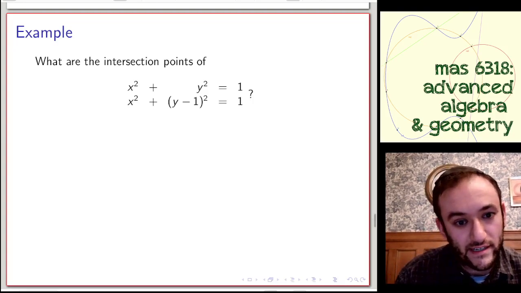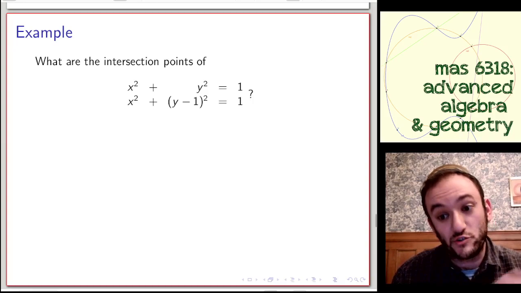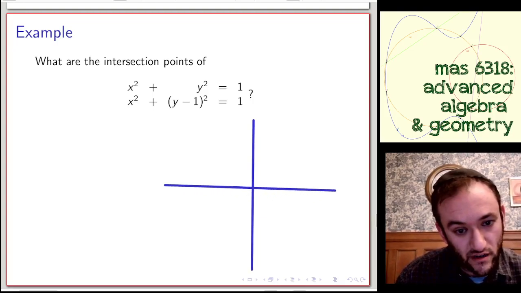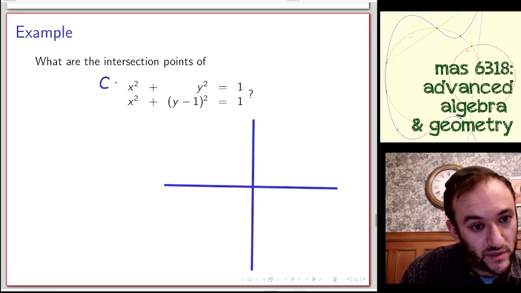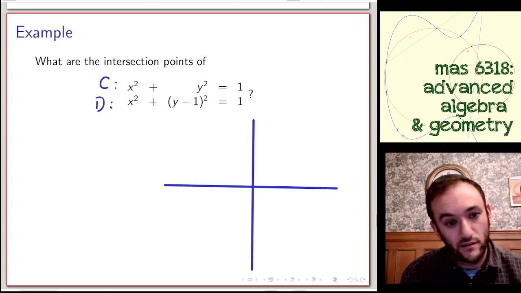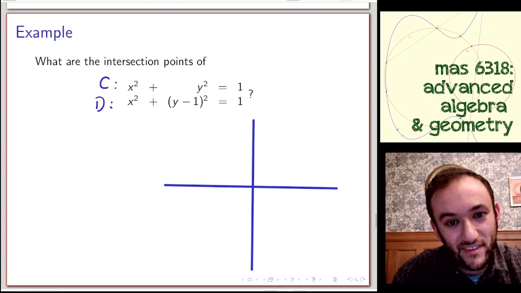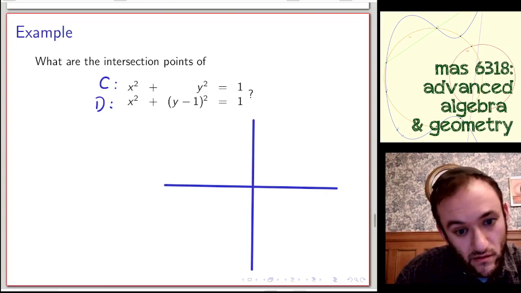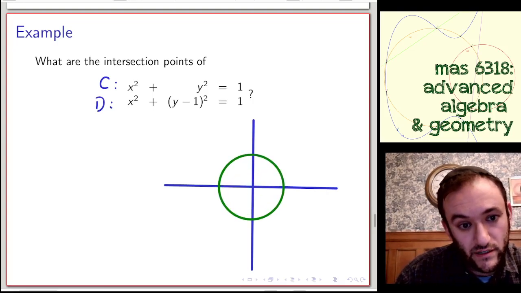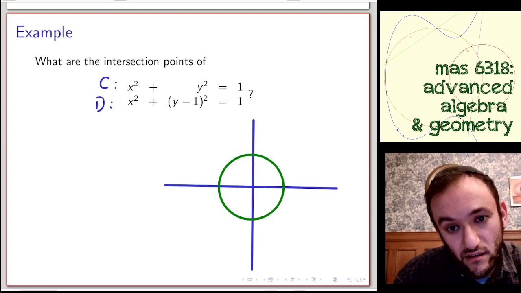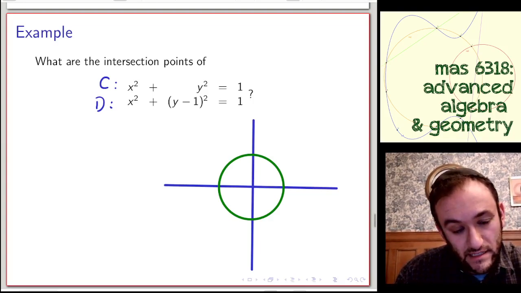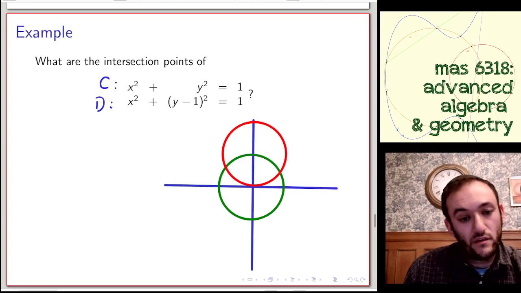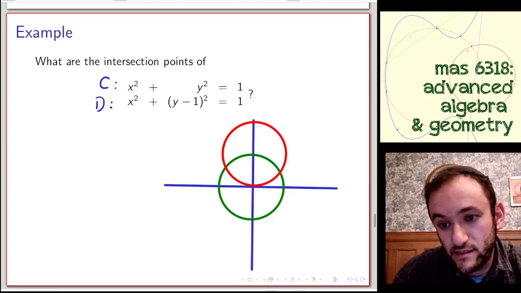Okay, we'll do one more example before moving on towards Pappus. So we have 2 curves here. Let's name them. This will be C, and this will be D. Surprise, surprise. And we'll draw C. That's the standard circle, radius 1 at the origin. And then we can draw D. That's the same, except shifted up 1. Okay? So what are the intersection points in this setup?